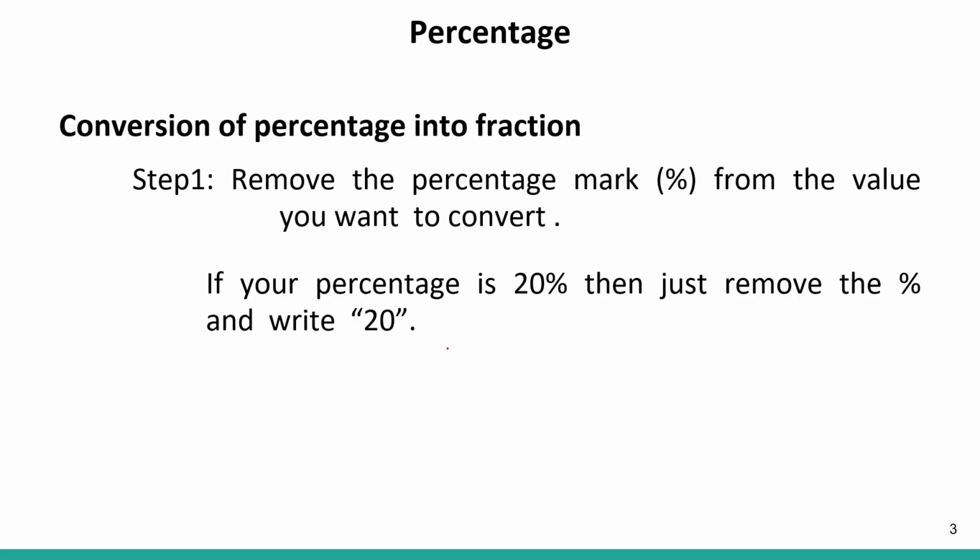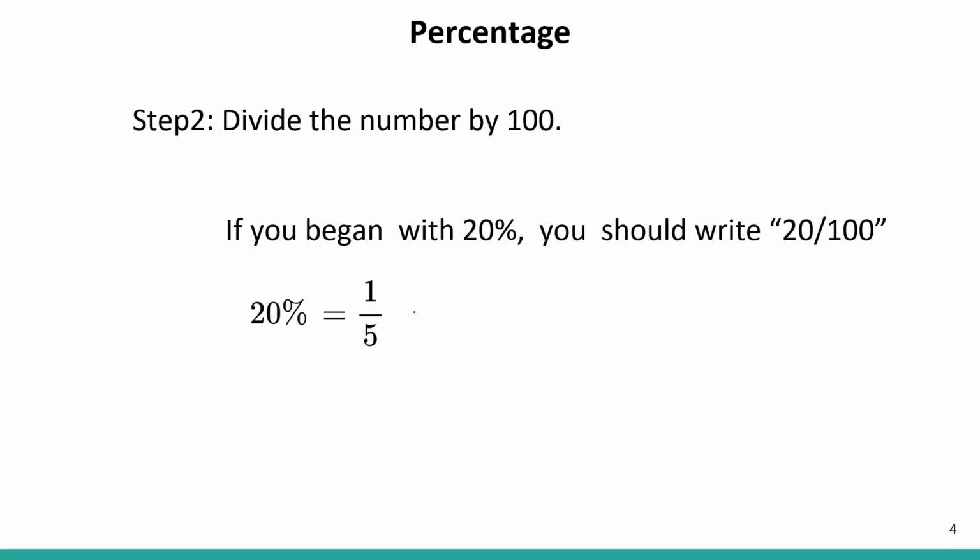So let's remember conversion of percentage into fraction. What was step one? Step one was to remove the percentage mark first. If you are given 20%, you just remove the percentage symbol, and you are left with 20. Then you divide the number by 100. So if you begin with 20%, you write 20 by 100. If you begin with 30%, you write 30 by 100. So what is 20 by 100? 20 into 5 is equal to 100, that's why it is 1 by 5.